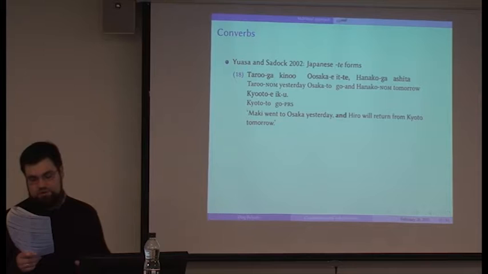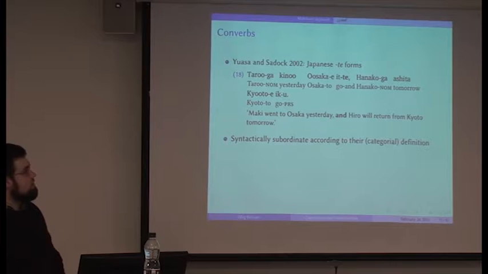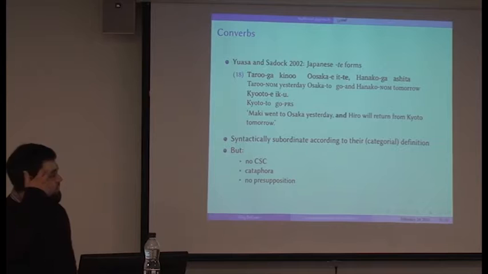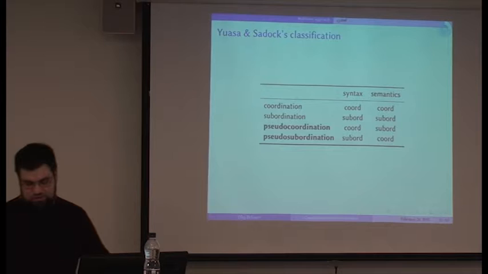And so, according to Yuasa and Sadock, the fact that the first form is non-finite means it cannot be used in an independent sentence. It means that it is dependent on the main clause, subordinate in the syntactic sense, but it is coordinating, according to them, because it has no coordinate structure. It does not obey the coordinate structure constraint. It does not allow cataphora, and is not found in presupposition, which according to Yuasa and Sadock is a characteristic feature of subordination. So they say that this construction is on the contrary semantically coordinating, but syntactically subordinating.